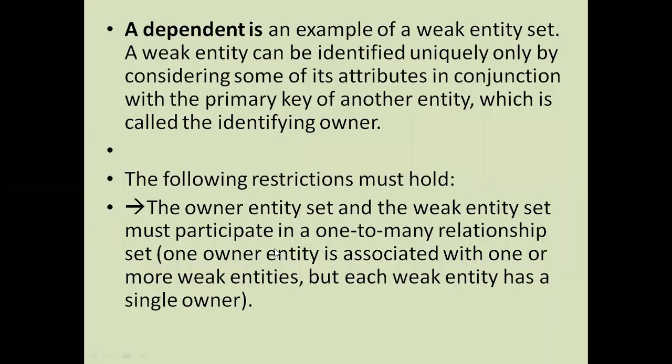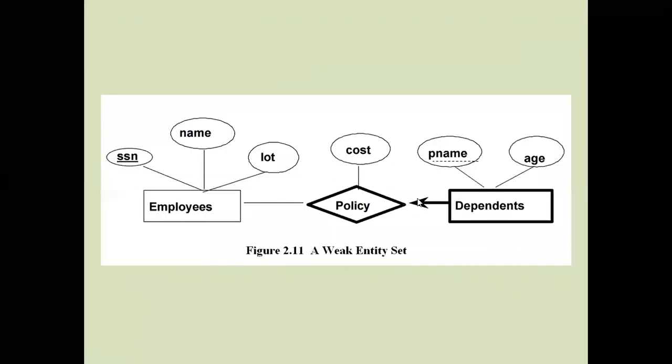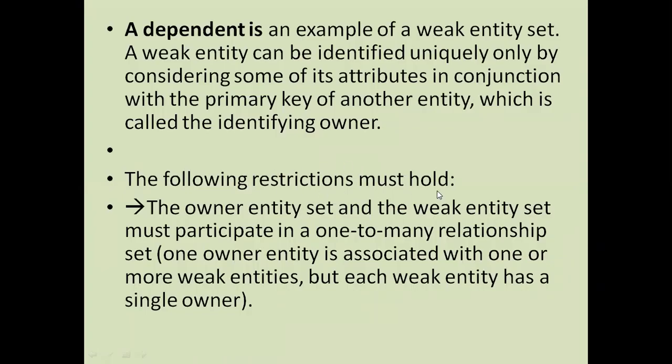Okay. So a dependent is an example of a weak entity set. A weak entity can be identified uniquely only by considering some of its attributes in conjunction with the primary key of another entity, which is called the identifying owner. That means in conjunction with the other entity, we can identify the records in the dependents. Okay. So the following restriction must hold: the owner entity set and weak entity set must participate in a one to many relationship. That means one owner entity is associated with one or more weak entities.